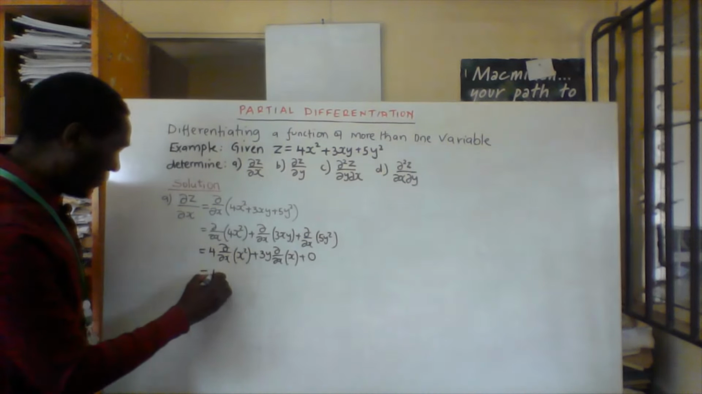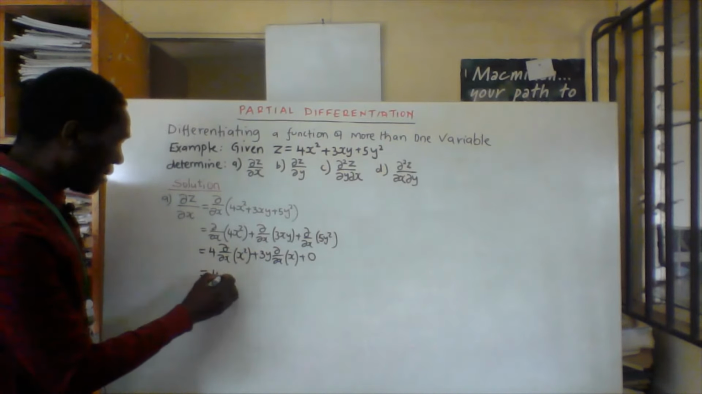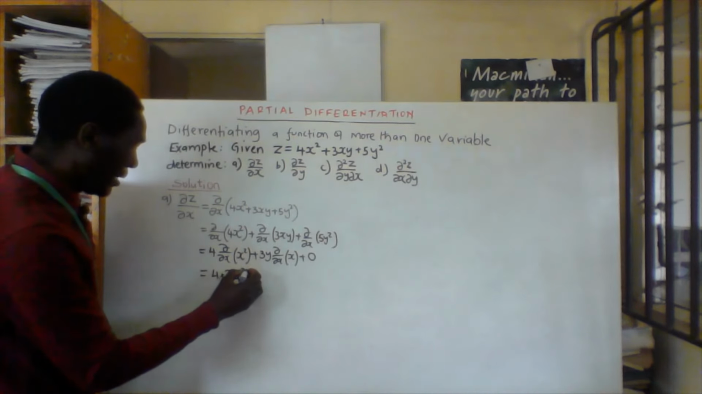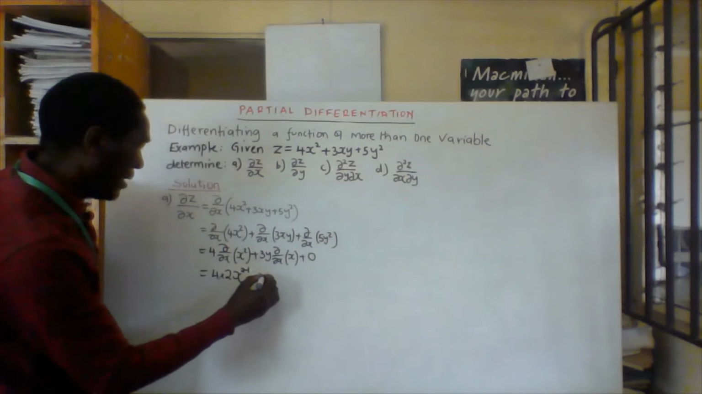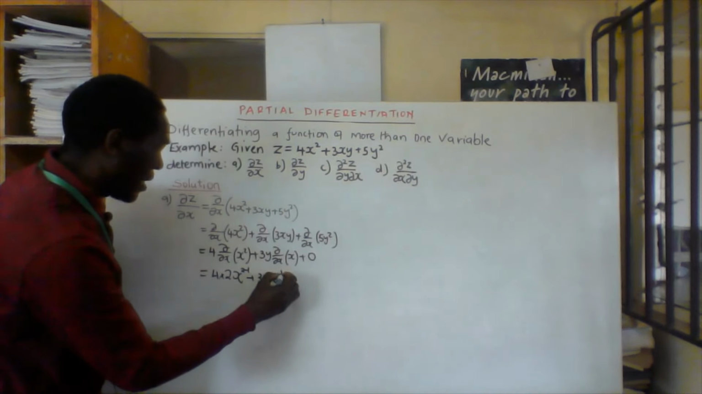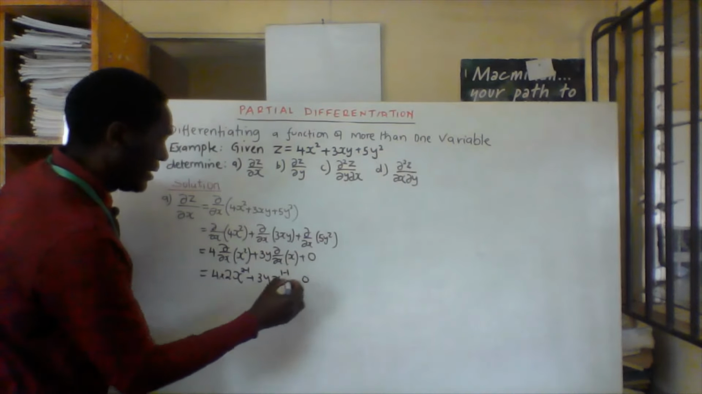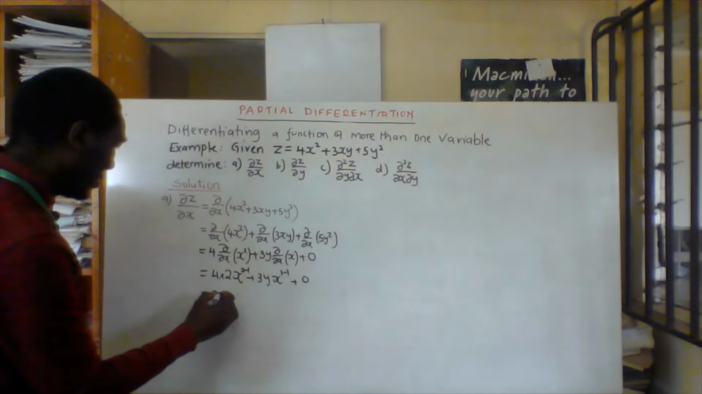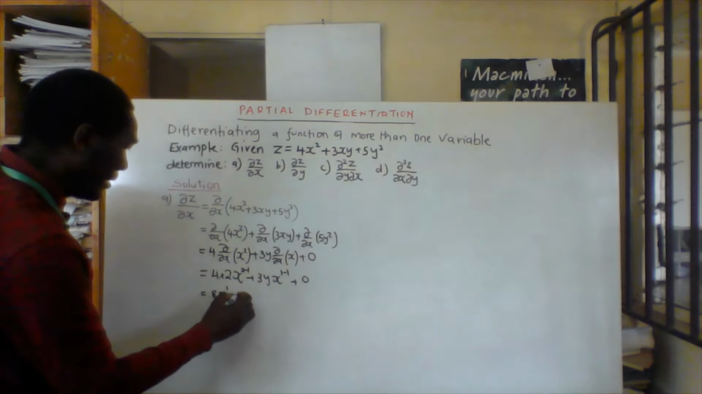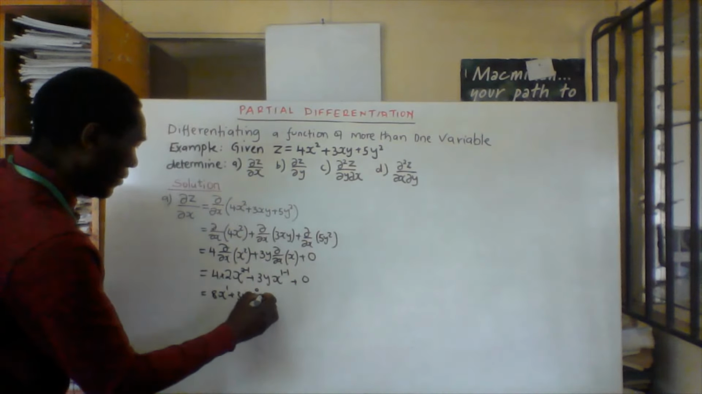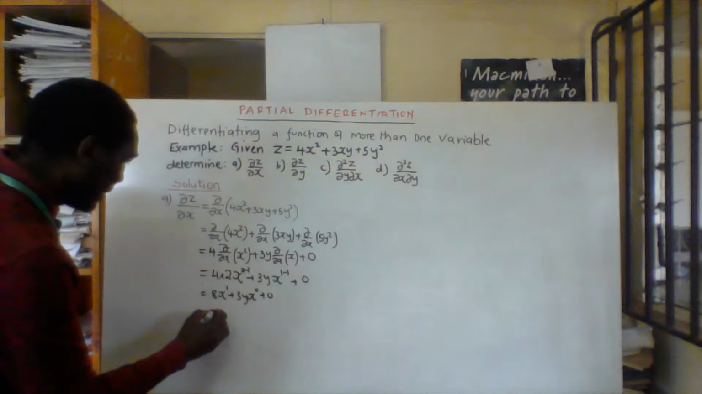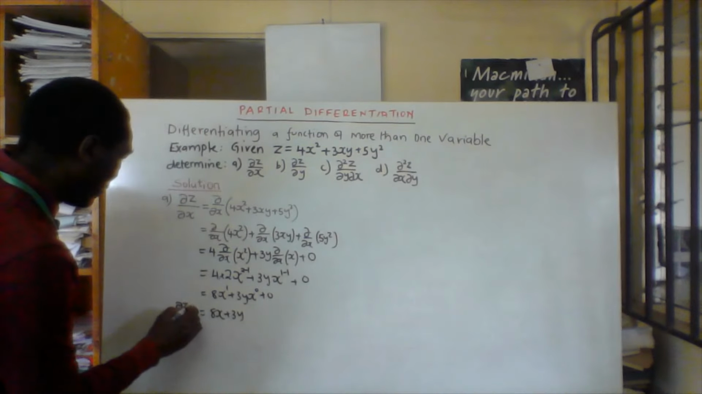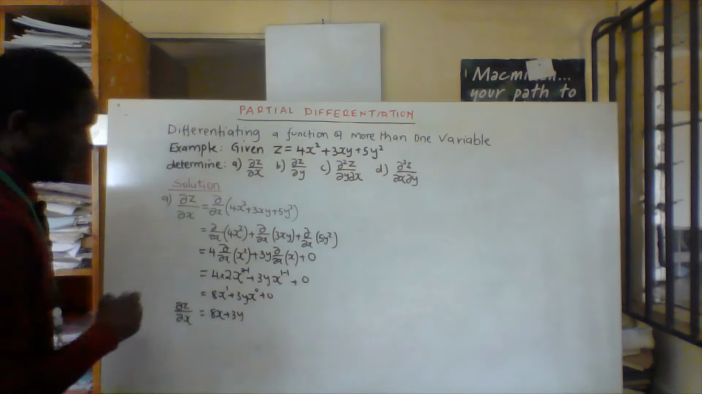Now proceeding, we get 4 times, now we drop the 2 down, then we have x to the 2, we reduce it by 1, plus 3y times x raised to 1, we reduce by 1, we add 0. And this gives us 4 times 2 is 8, we have x raised to 1, plus 3y times x raised to 0, plus 0. And this gives us 8x plus 3y. That is the partial derivative of z with respect to x.